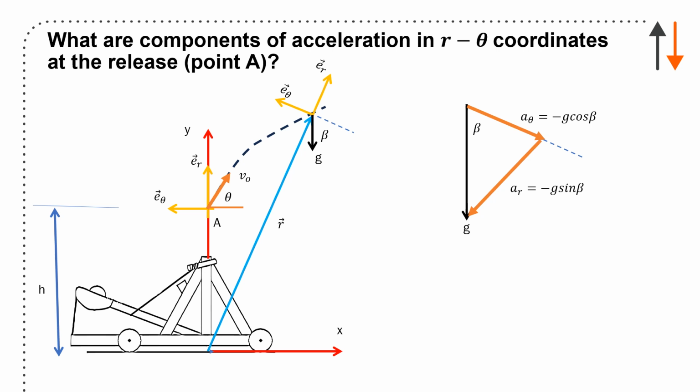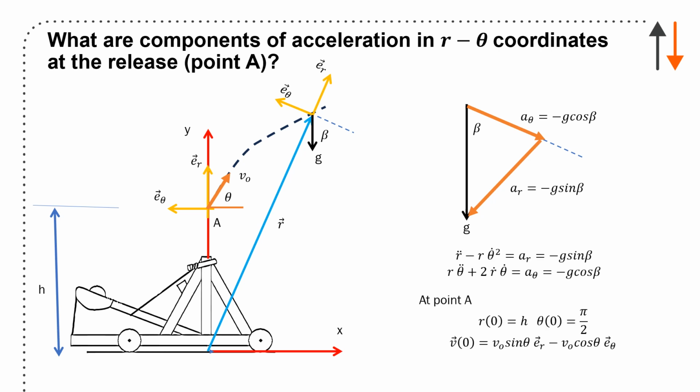Acceleration a_theta is equal to minus g cos beta because it's going clockwise, and a_r is equal to minus g sin beta because it's pointing in towards the origin. r double dot minus r theta dot squared equals a_r, which is equal to minus g sin beta. r theta double dot plus twice r dot theta dot equals a_theta, which is minus g cos beta.